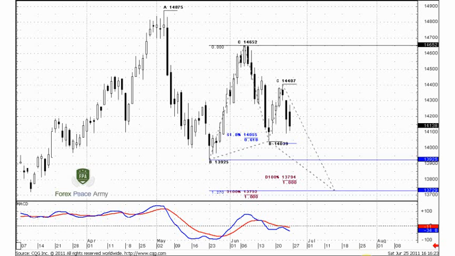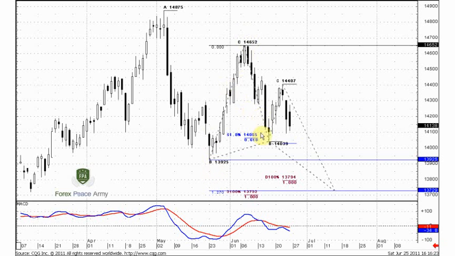Well, in general, we have to say that the current environment in the euro currency is bearish. This comes from the recent price action on the market. We have the weekly bearish trend, and daily and four-hour trends are also bearish. So what do we have here?